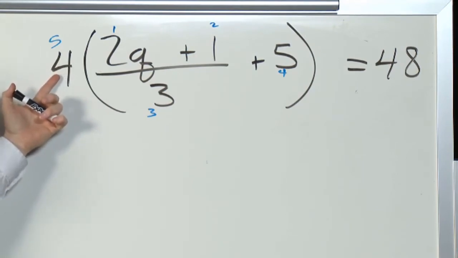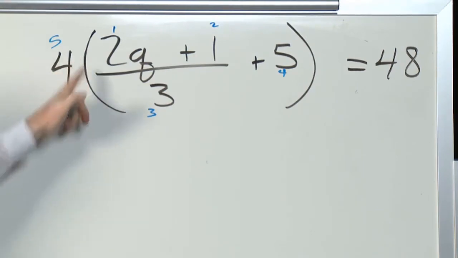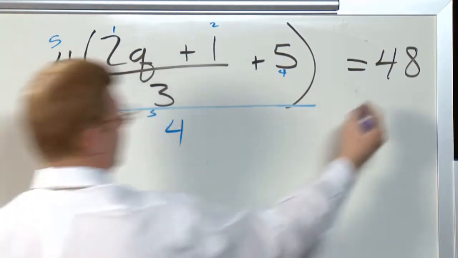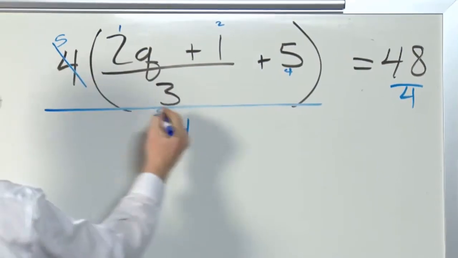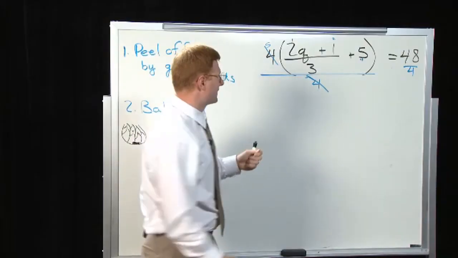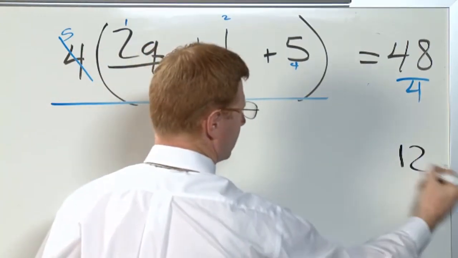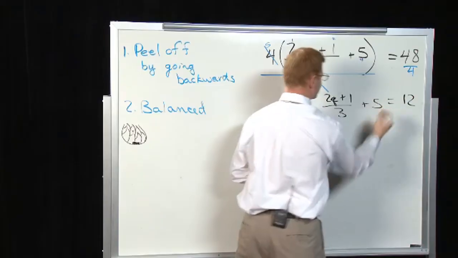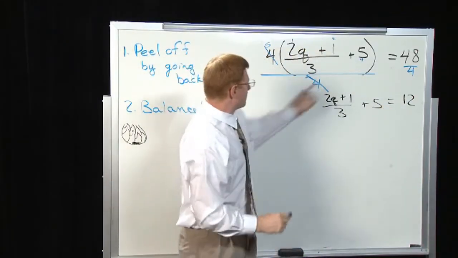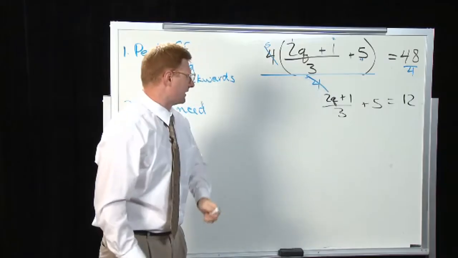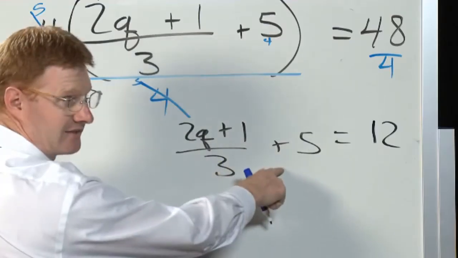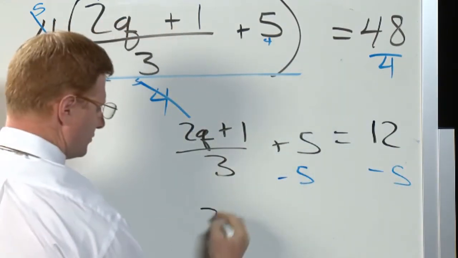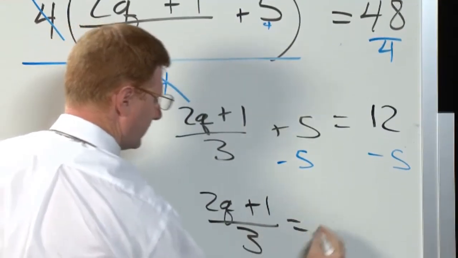How do we get rid of that 4? Well, it's attached by multiplication. So we undo it with division. We're going to divide this whole side by 4 and this whole side by 4. Those are now gone. We just peeled off that level. This side is a 12. So we now have 2q plus 1 over 3 plus 5 equals 12. You can kind of see by our numbering up here, we've got to get rid of that plus 5. Opposite of adding 5 is subtracting 5. So we now have 2q plus 1 over 3 equals 7.